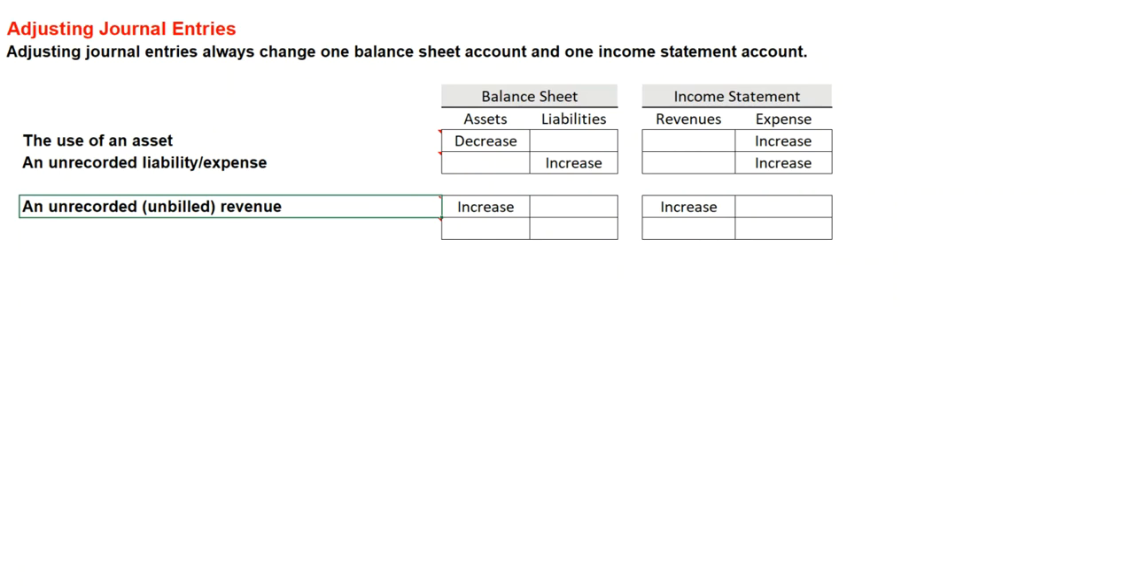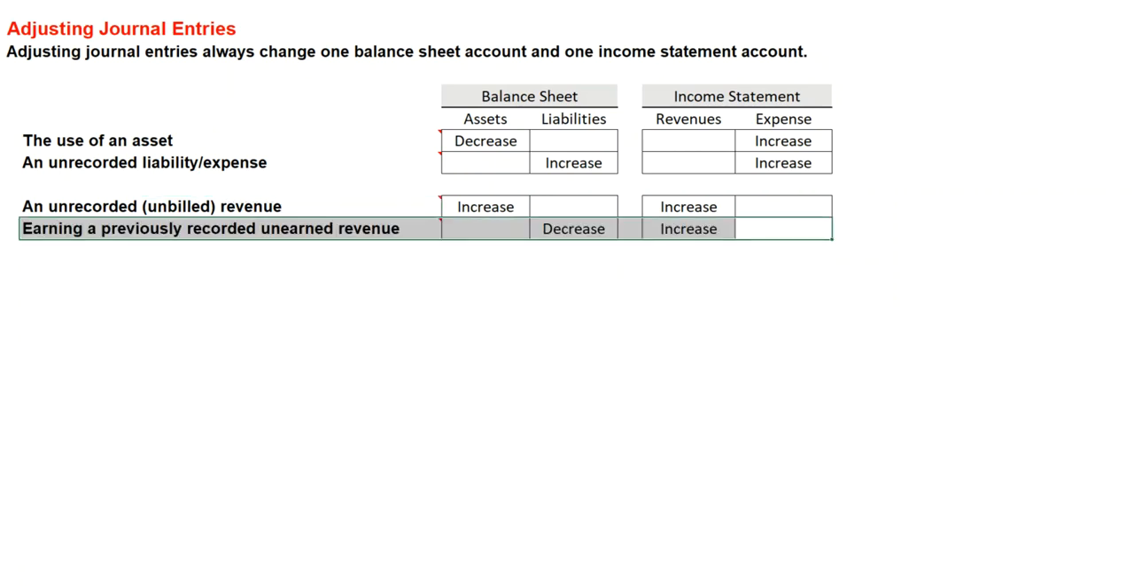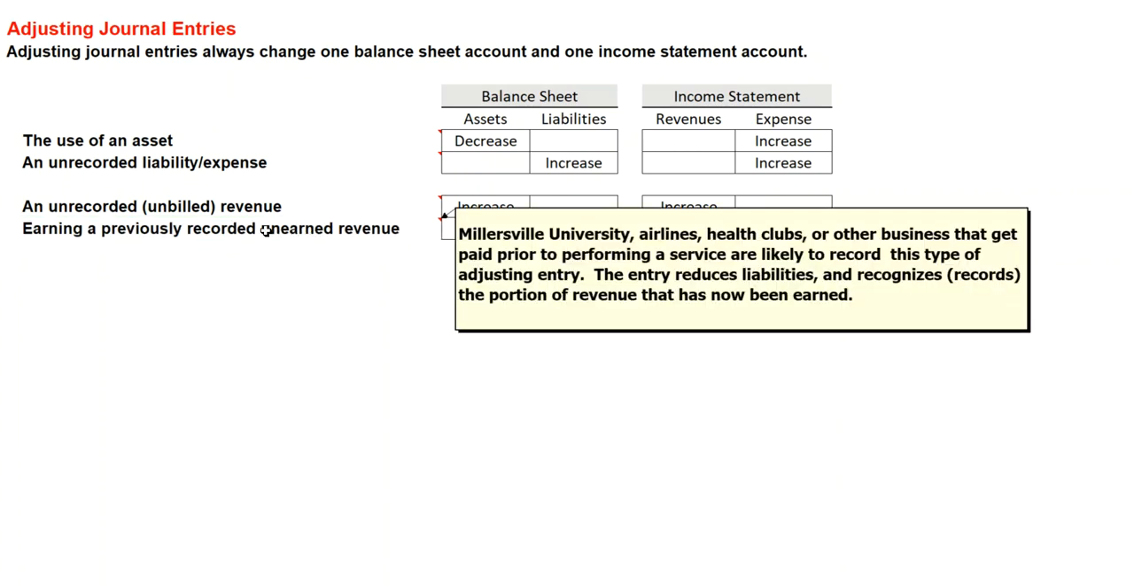The last type of adjusting entry I want to take a look at is what we call recording unearned revenues. This is the situation where companies receive cash up front and record a liability, and over time they perform the service and they record a decrease in that liability. Some examples would be Millersville University, airlines, health clubs.